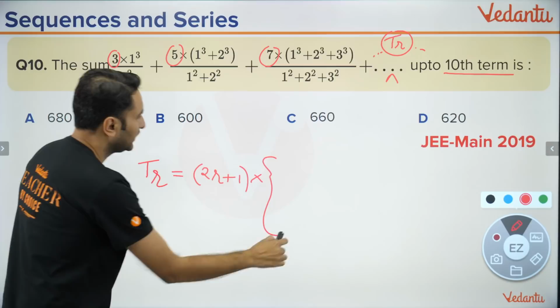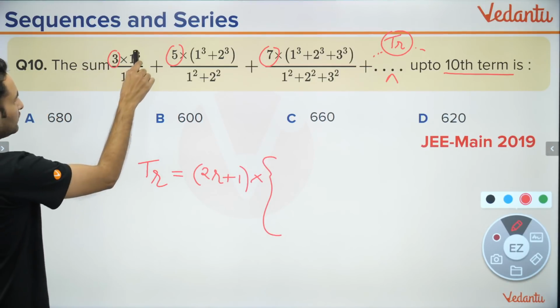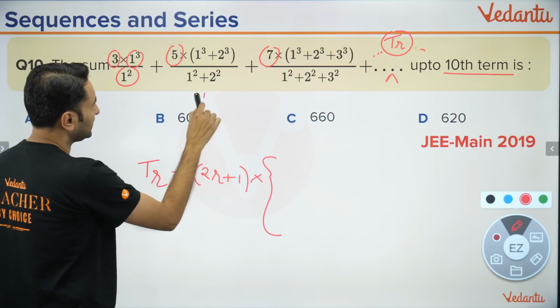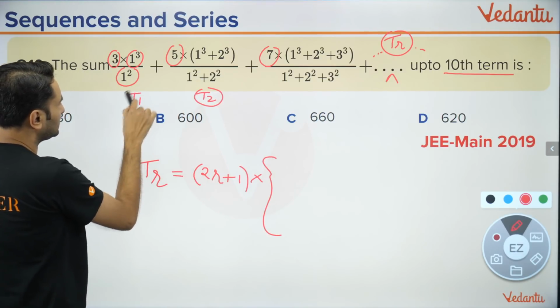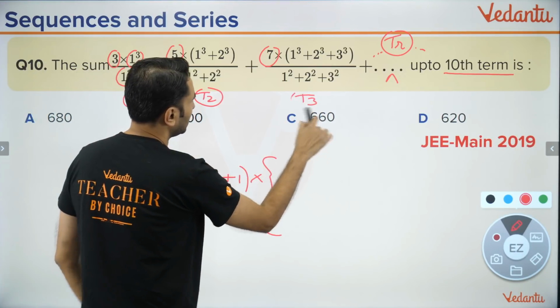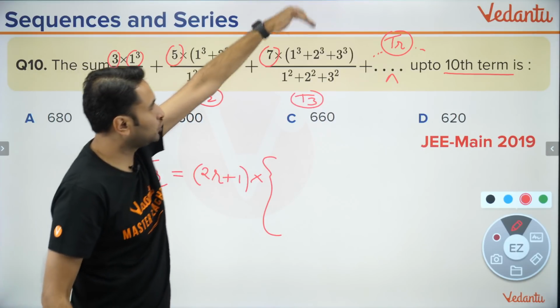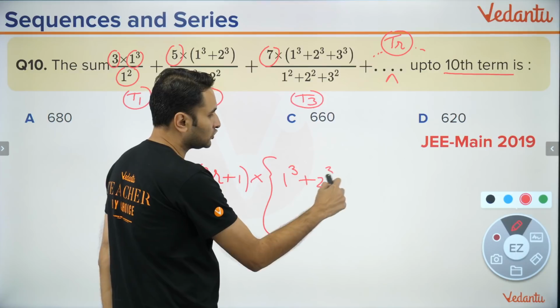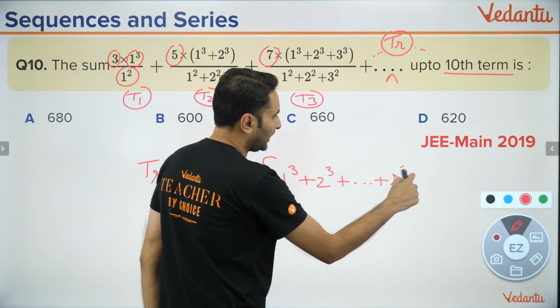Into, in the first term 1 cube upon 1 square. In the second term, this is the first term, this is the second term, this is the third term. थर्ड टर्म में क्या हो रहा है? 1, 2, 3. So rth term में कितना होगा? 1 cube plus 2 cube plus r cube.